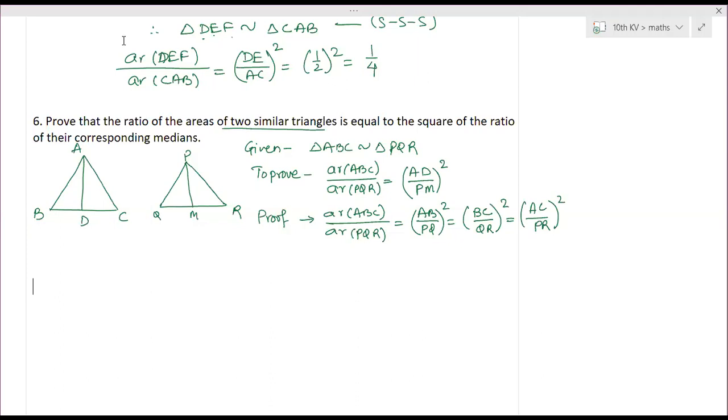Rohit, can you try? Rohit B. Ma'am, do we have to take the triangles PMR and ADC? Fine, you can take it. Ma'am, AC by... Yes, right. Tell me how to prove that similarity.